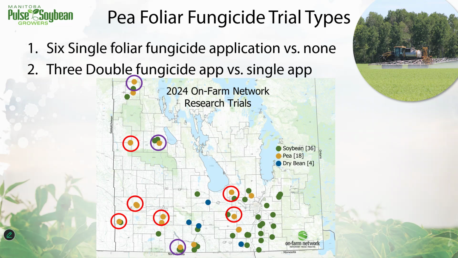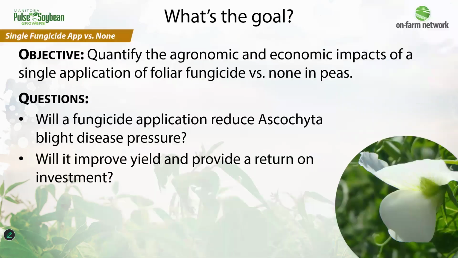In 2024, we completed 6 single fungicide application trials that are circled red on the map and 3 double fungicide application trials that are circled in purple. We'll talk more about these trial types separately.